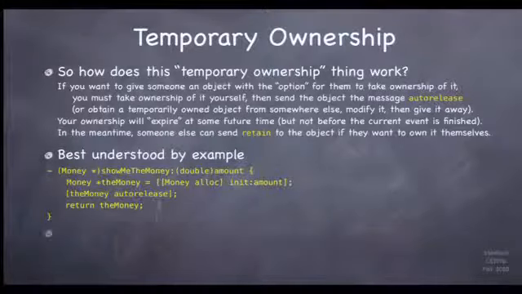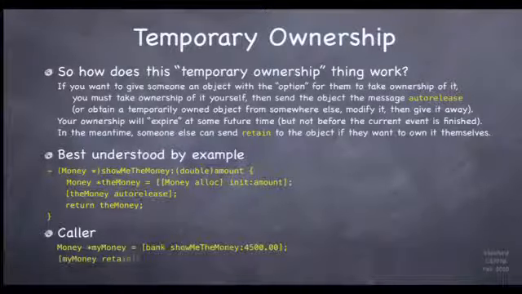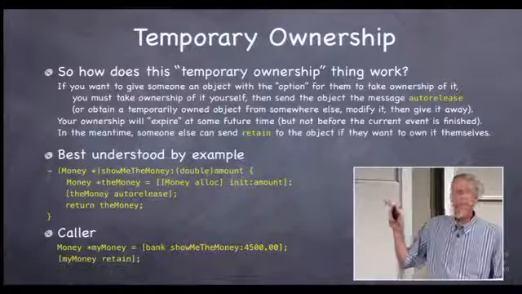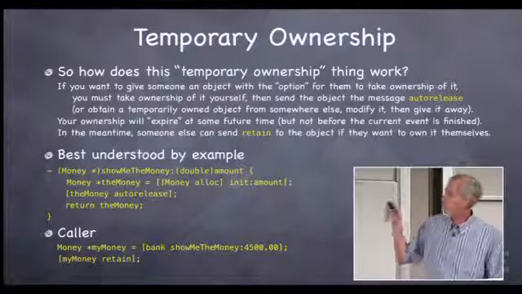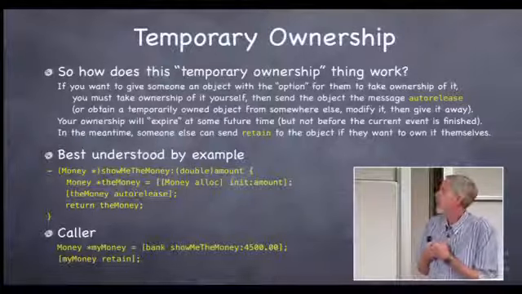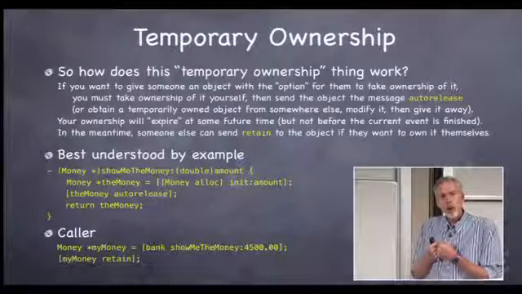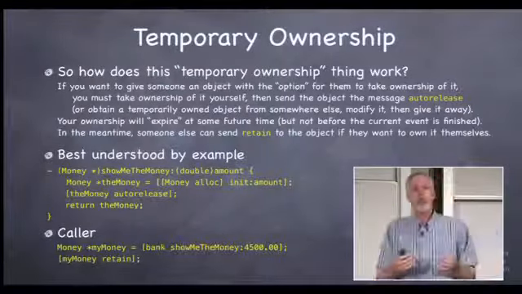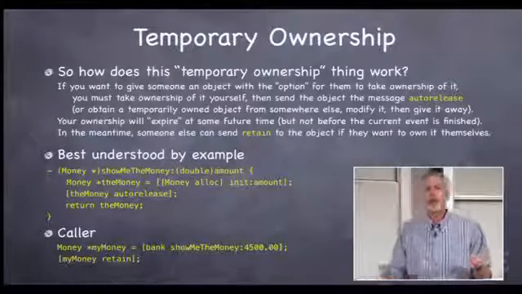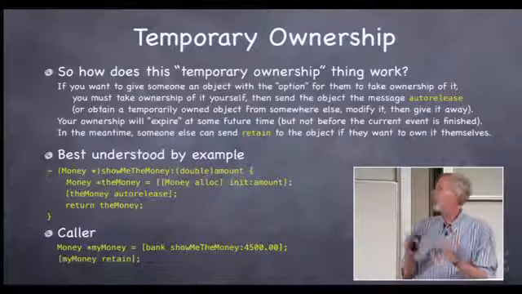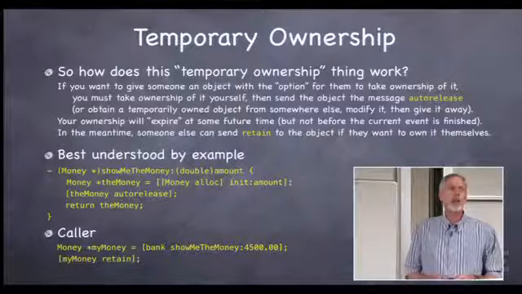Now, the caller, whoever's calling this, says Money star myMoney equals bankObject, maybe this is a bank object implementing this, showMeTheMoney, give them the amount of money. And then they say myMoney retain. That retain makes it so that the caller owns myMoney before it gets autoreleased later. So when the autorelease happens a while later, it won't release because someone still owns it, namely the caller. Everyone make sense?